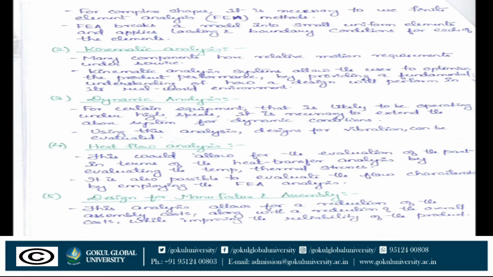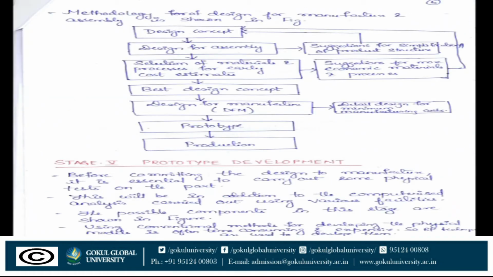Third is dynamic analysis. For certain equipment that is likely to operate at high speed, it is mandatory to extend the above step to dynamic analysis. Fourth is heat flow analysis. At this stage you have to identify the temperature differences in different parts of the process, so you identify them with the help of heat flow analysis. For the design for manufacturing and assembly, this analysis allows reduction of the different parts or reduction of the cost. That's why these analyses are necessary for the parts.